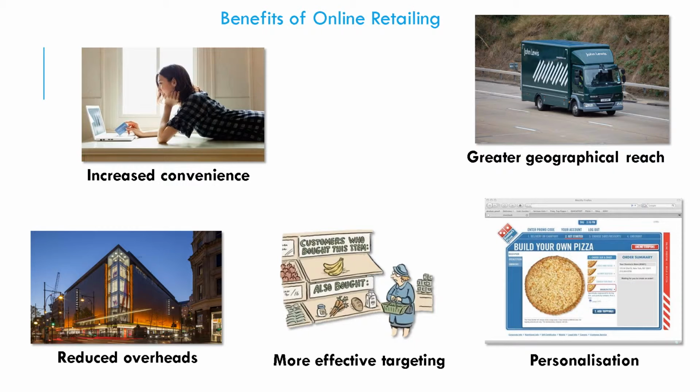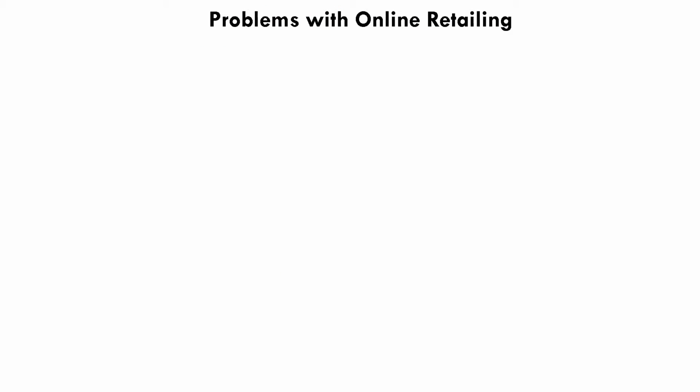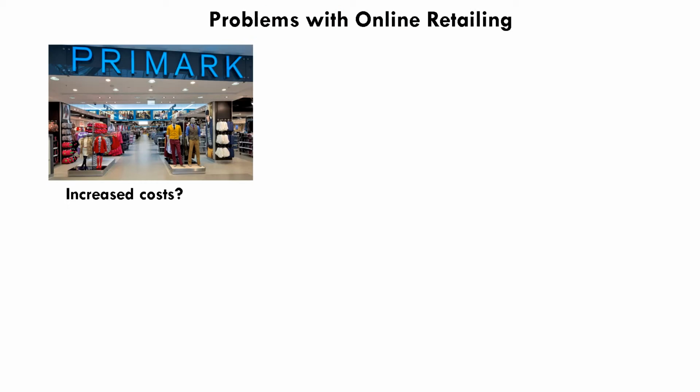Okay, let's take a look at the problems with online retailing. First of all, there are additional costs associated with delivery and with handling returns. Businesses such as Primark have chosen not to offer online retailing as they believe that it will erode their already very thin profit margins.